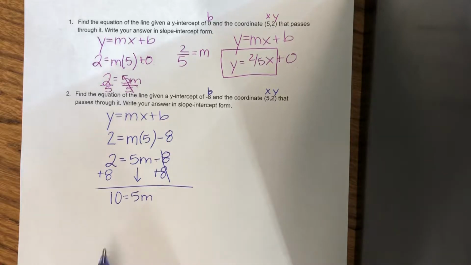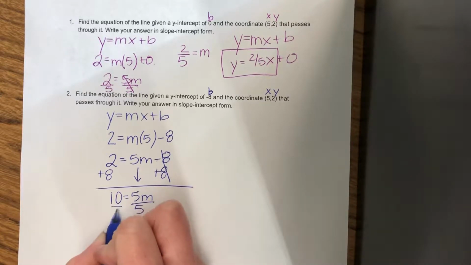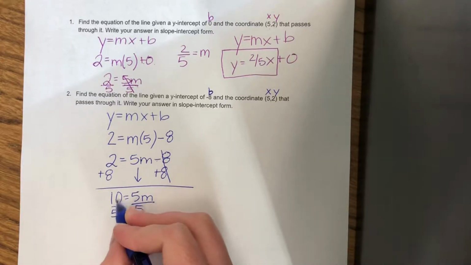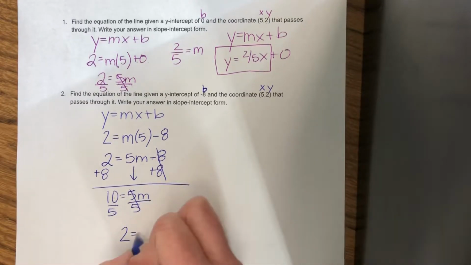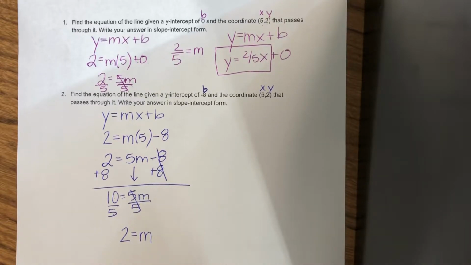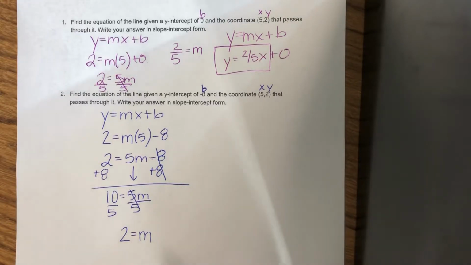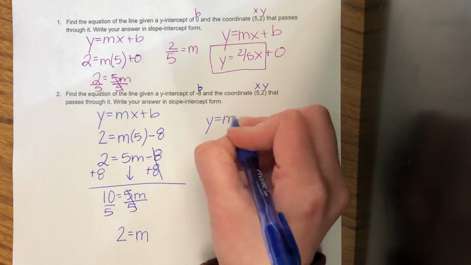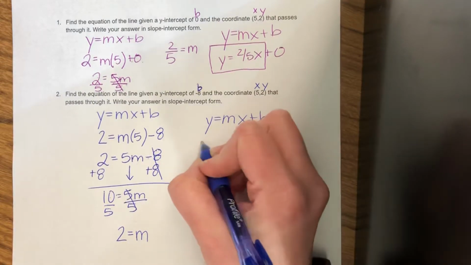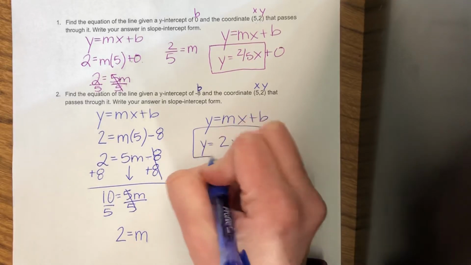So now the m's still not by itself. It's being multiplied by a 5. So to get rid of multiplication, I divide. 10 divided by 5 is 2. And I'm left with 2 equals m, because my 5's canceled. So now I have my slope, and I had my y-intercept. So now I just plug them in to slope-intercept form, and I am done.